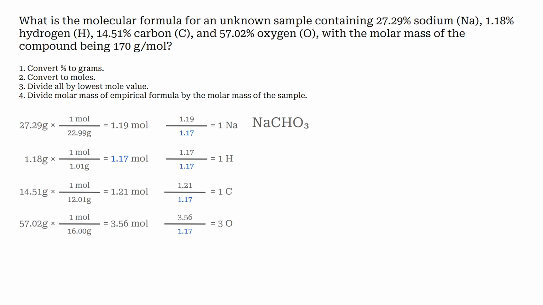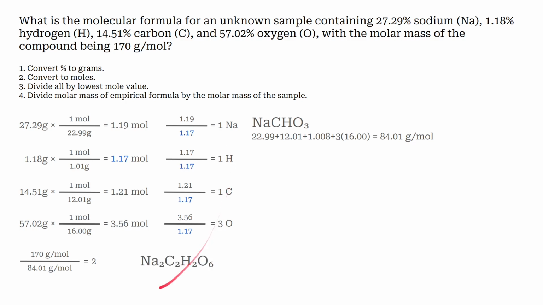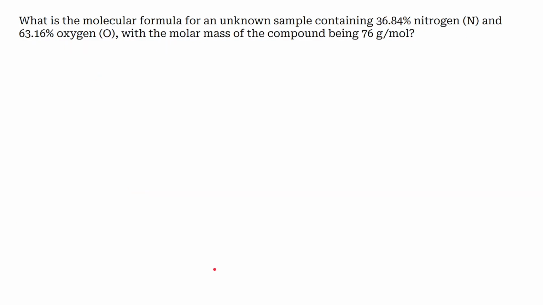However, that is only the empirical formula, so we add up all of the atoms to equal the molar mass of the empirical formula, and then divide it by the actual molar mass, which equals 2. So the actual formula of this sample is Na2C2H2O6.